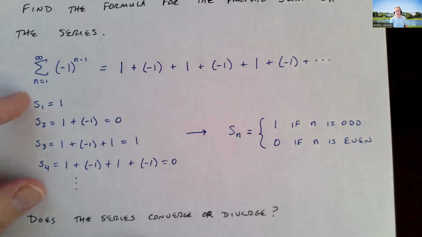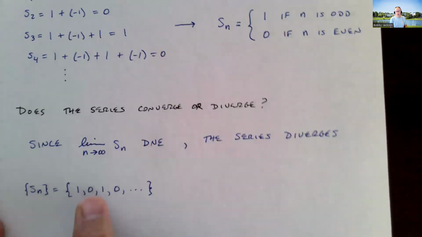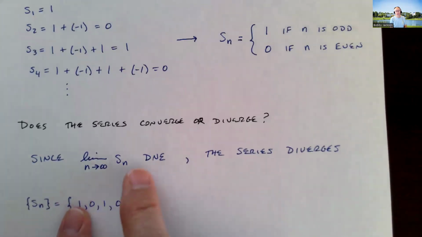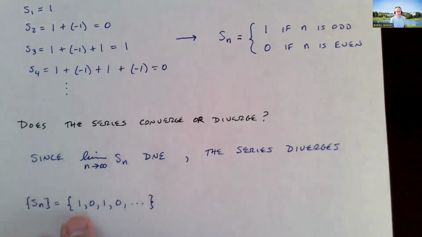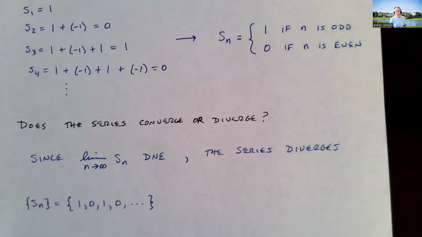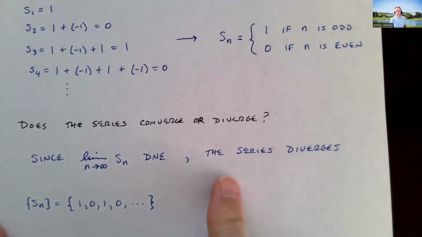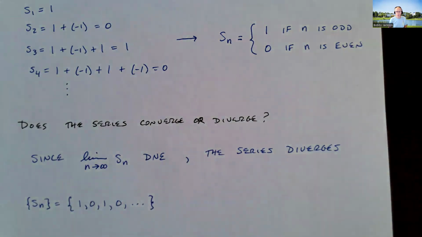If the limit of the sequence is infinite, plus or minus infinity, or does not exist, then the series is divergent. Well, what is it? The limit as n goes to infinity of S sub n does not exist. Why? Because we keep bouncing back and forth between 1 and 0 forever. It never settles down to anything. It doesn't get close to anything. Therefore the sequence diverges, and therefore the series also diverges. Okay, hope this makes sense.